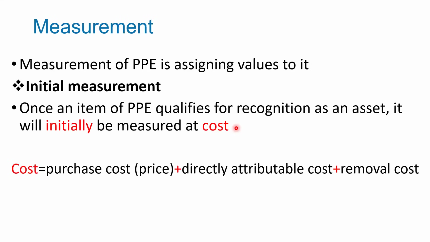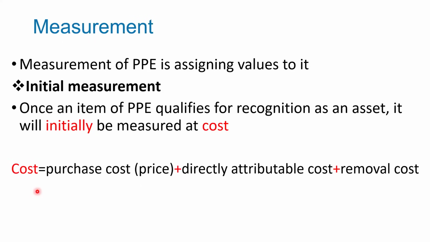Good. What do we mean by the cost? Remember, we defined cost when we started. As I told you, the cost is very crucial. The amount of cash or cash equivalent paid, or the fair value of other considerations given to acquire the asset at the time of its acquisition or construction. That's the definition we gave for cost.